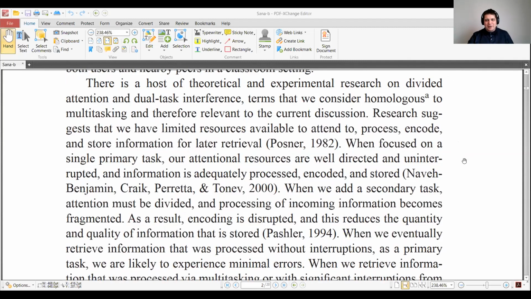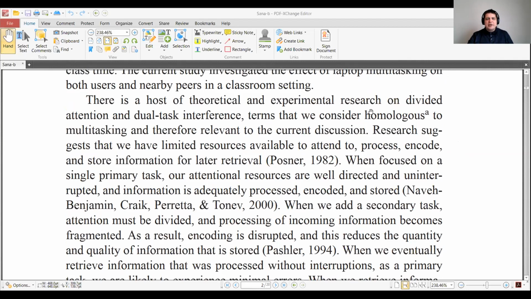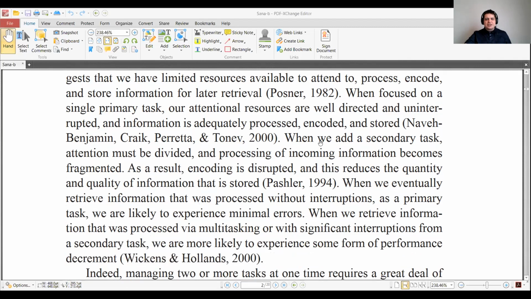And from there, it gets kind of complicated. So I'm not going to go over every sentence here, but just take a look at how often they cite things here. Got 1, 2, 3, 4 citations just in this paragraph. And what they're doing is going over and summarizing a lot of previous work on this topic. So they bring in their technical terms, divided attention and dual task interference. They point out that there are limited resources available to attend to, process, encode, and store information for later retrieval. They look at how that process works in other studies.